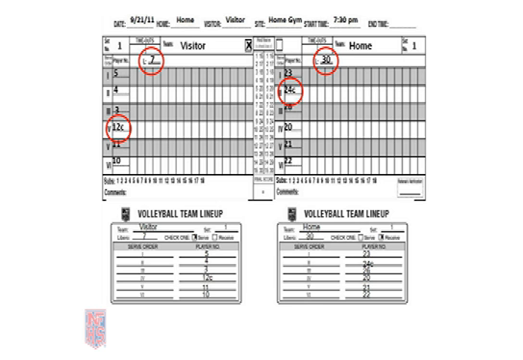Player numbers are written by serving order with the first server listed first. Note the Roman numerals on the score sheet and the lineup sheet. This will help you to ensure that the lineups are written in correctly.